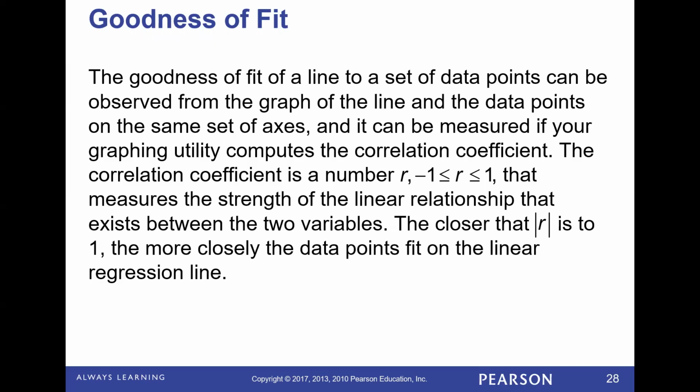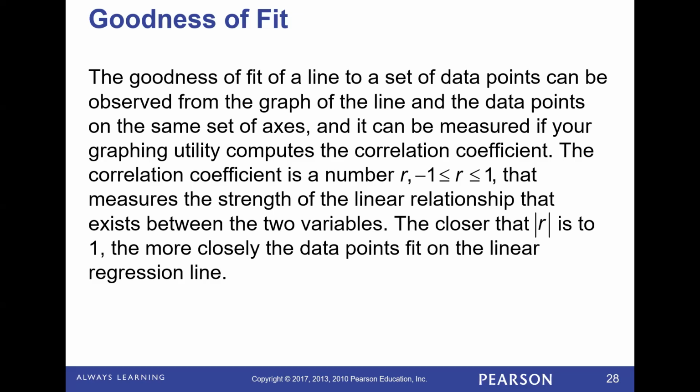Now, the correlation coefficient is a number. We like to call it R, and R happens to be between 1 and -1. And this R represents the measure of strength of a linear relationship that exists between the two variables, whatever they might be. The closer that R is to 1 itself, and preferably we say the absolute value of it, tells me how good of a linear regression line we have. So think of that 1 as almost 100% accurate.